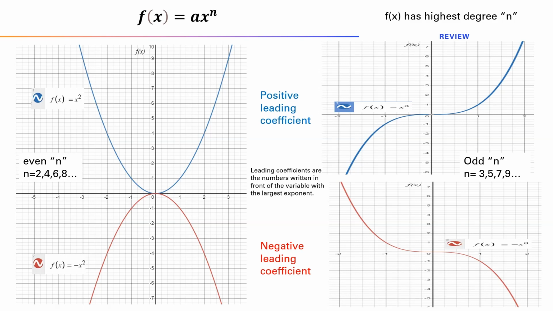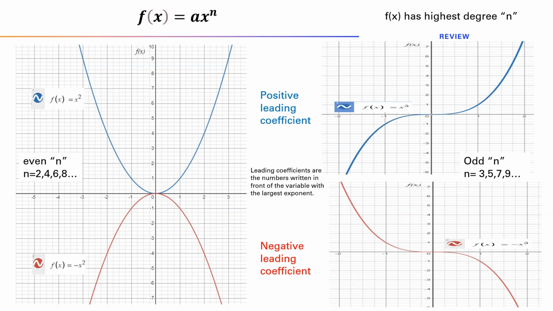So we have two types of polynomial functions. The first one is the even n, which means your degree n is 2, 4, 6, 8, 10. And we have odd n, where n equals 3, 5, 7, 9. The most common ones are x squared, where n equals 2, and x to the power of 3, x cubed, where n equals 3.